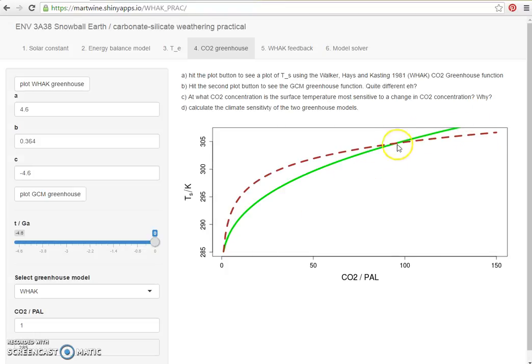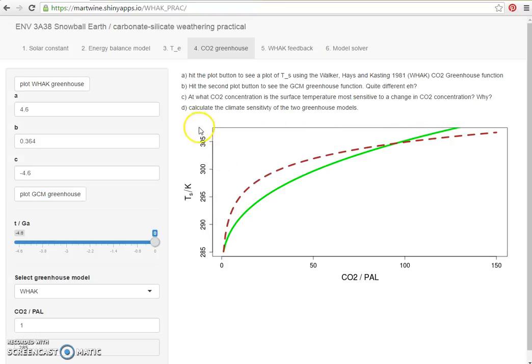And you see that actually the difference between this GCM-derived function and the Walker-Hazen-Casting function is that the CO2 sensitivity at higher concentrations of CO2 is greater in the WACC model, and actually that probably makes a big difference to the predicted value of CO2 back in the early Earth.